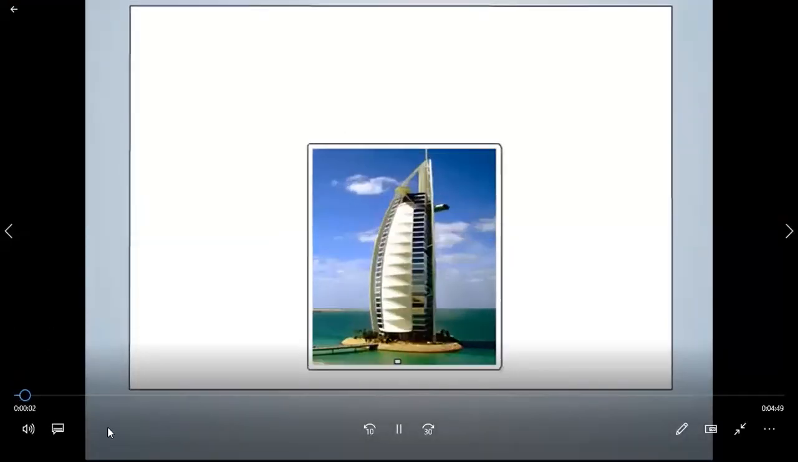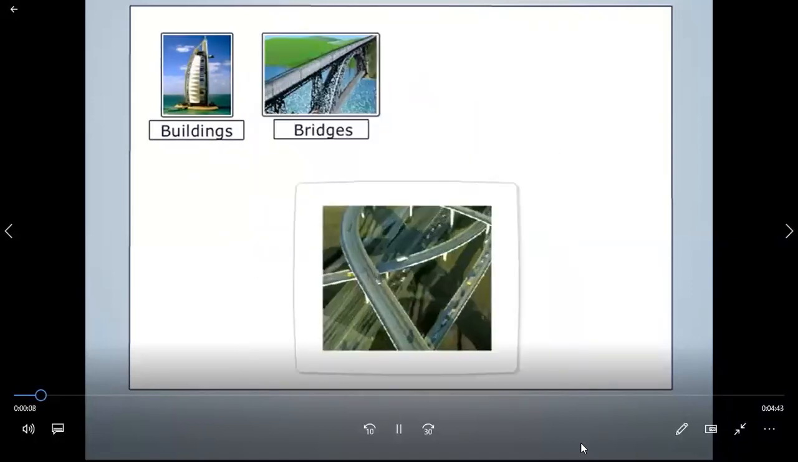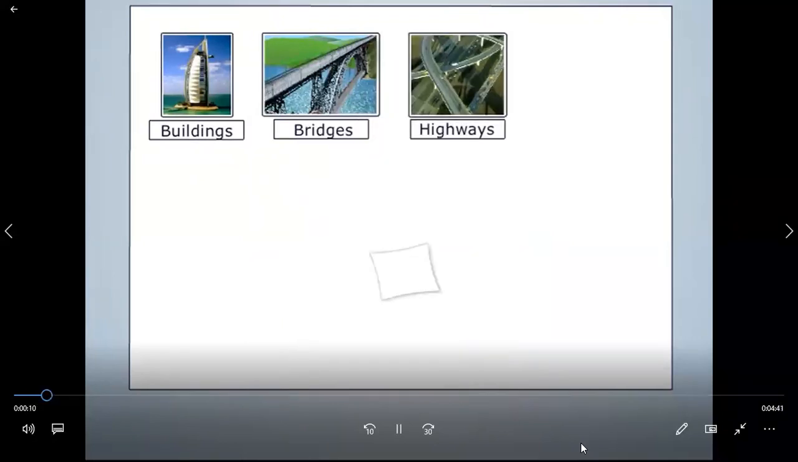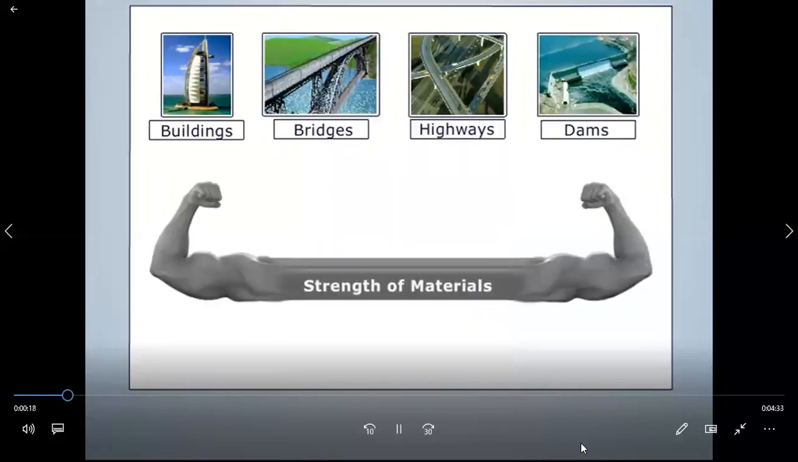All infrastructure design and development, like buildings, bridges, highways, dams, etc., are dependent on our scientific understanding of this subject, called strength of materials. This subject is also known as mechanics of solids.